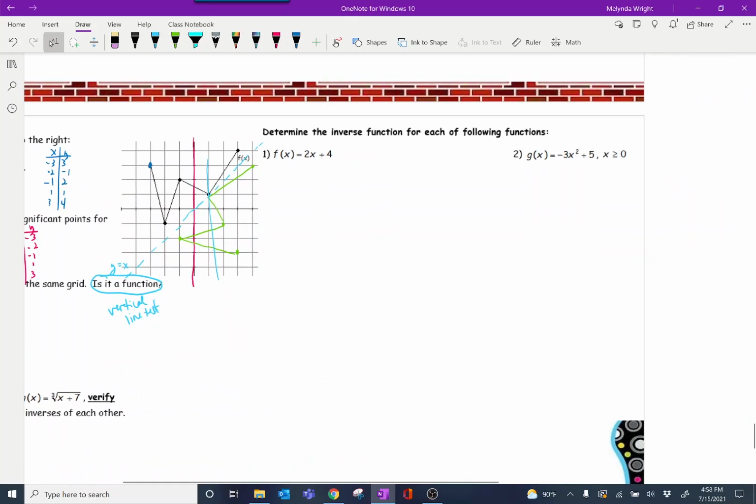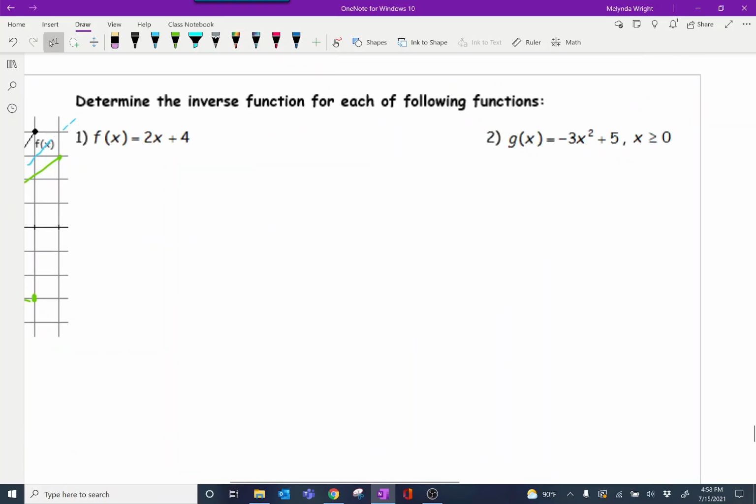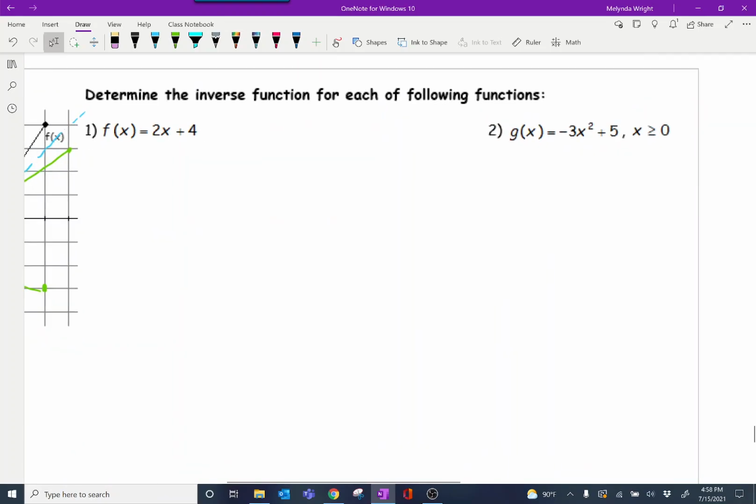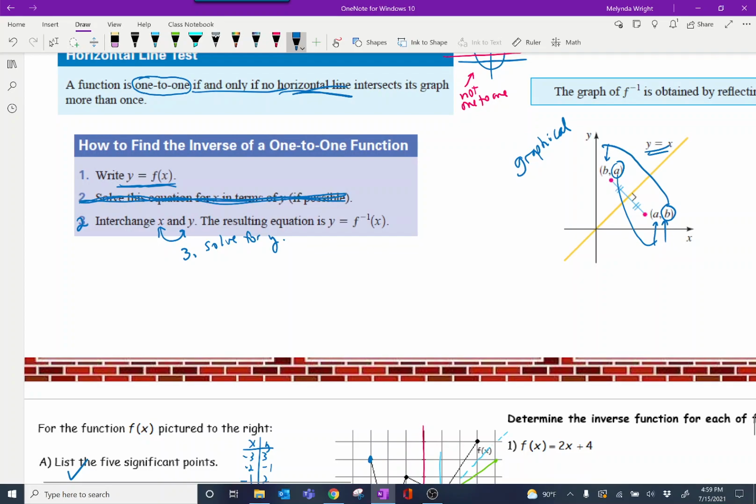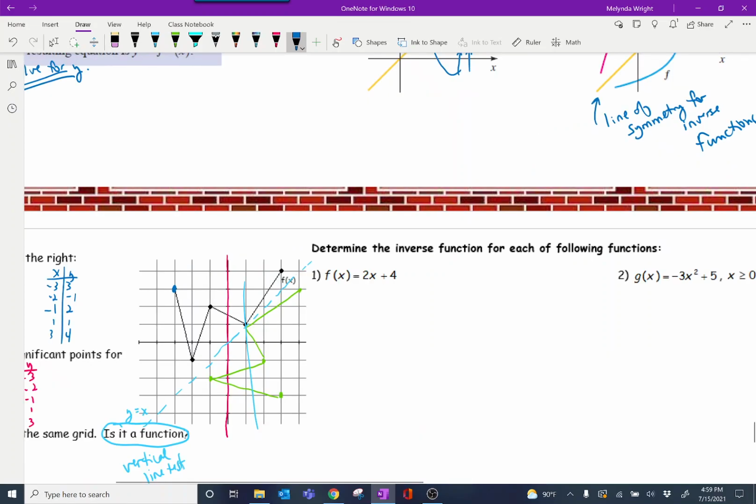So let's move on to this example over here. They want us to determine the inverse functions for each of the following. So what we're going to do is go through these steps. Remember these steps right here? We have our function. We're going to switch the x and the y, and then we're going to solve for y. That's the procedure we're going to do here.